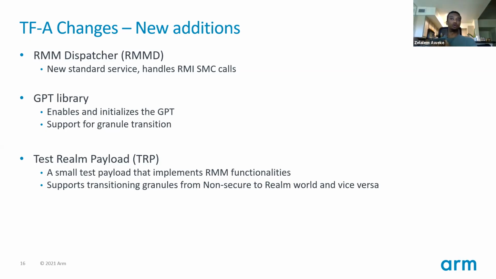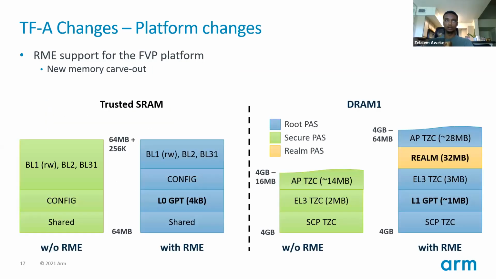So yes, we have TRP. This is a very small test payload that implements the RMM functionality. We use it to test the SMC interface. Right now it supports transitioning granules from non-secure to realm and vice versa. So we have these changes. Another change is the platform changes. Currently the only supported platform is the FVP platform.